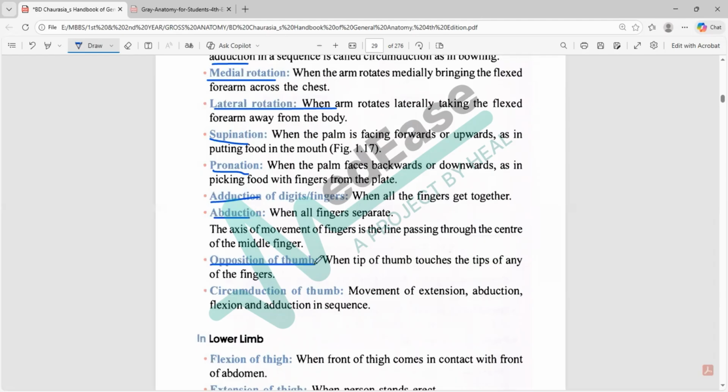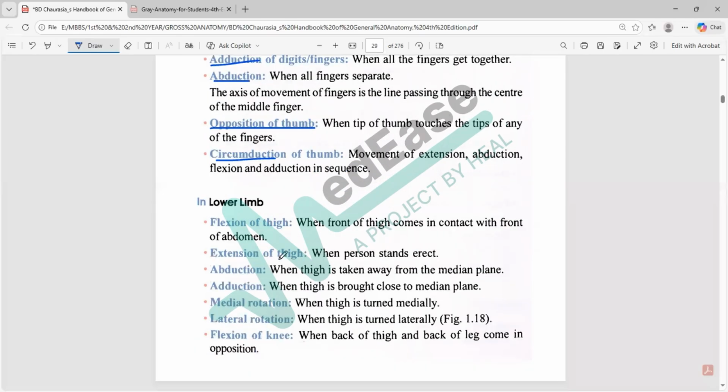When we talk about the opposition of the thumb, it is a movement in which the thumb is opposed, or brought close together with the tip or finger pad of the other fingers. Then we have the circumduction of the thumb, which is the circumduction of the limb, involving the four main types of movement: the extension, the abduction, the flexion, and the adduction.